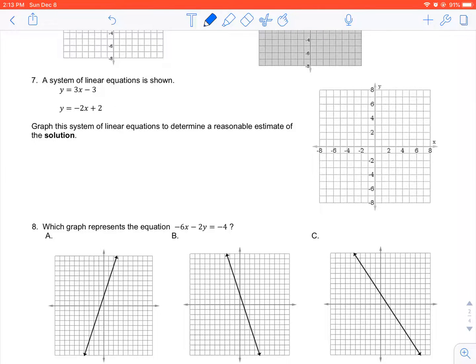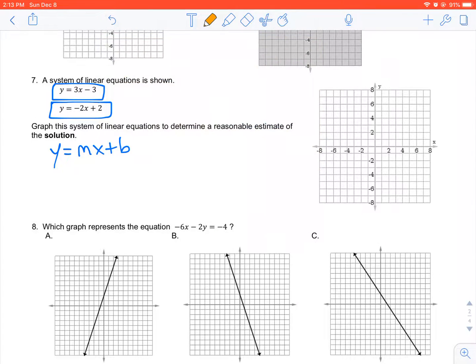Question 7. A system of linear equations is shown, and we have two equations. Graph the solution of linear equations to determine a reasonable estimate of the solution. You are welcome to type these into Desmos, and if you would like to do that to see the solution, you are welcome to. I am going to go ahead and graph them by hand while you're typing them in, so that we can also go over the skills of y equals mx plus b again.